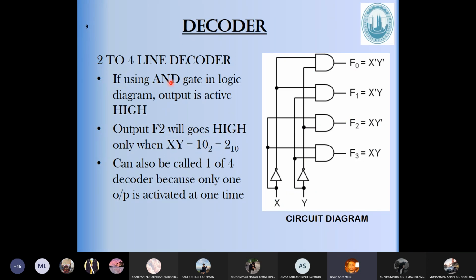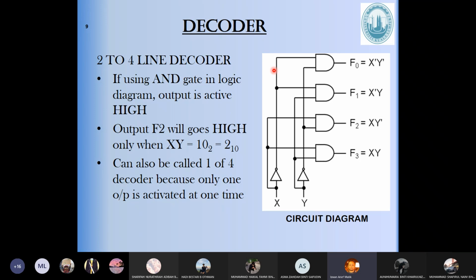So if you are using an AND gate in the logic diagram, the output is active high. So meaning that if you are using an AND gate here, the output is active high, meaning that it corresponds to 1. Meaning the output that lights up, the one that has output, will be 1. Okay. So if you are using a NAND gate at the output, your output will become active low, where it corresponds to 0. So the one that is 0 is the one that lights up. Okay, so that is the difference between active high and active low.